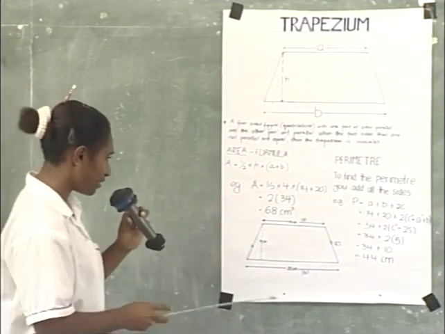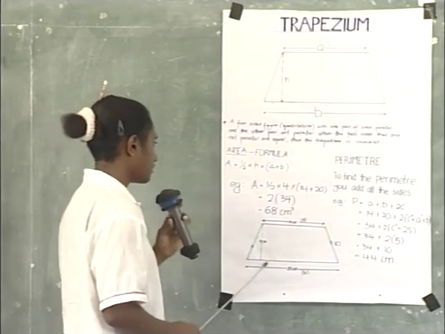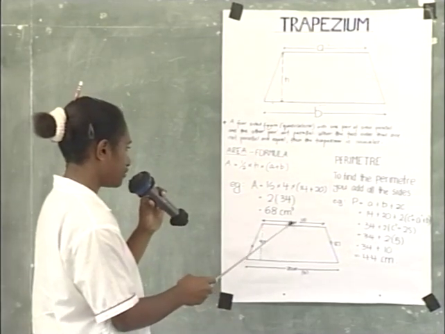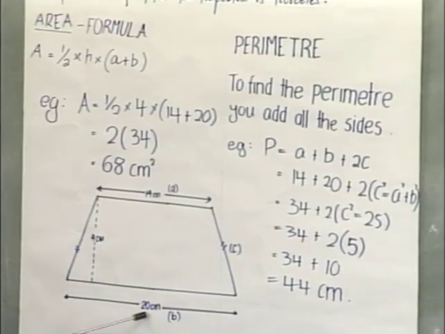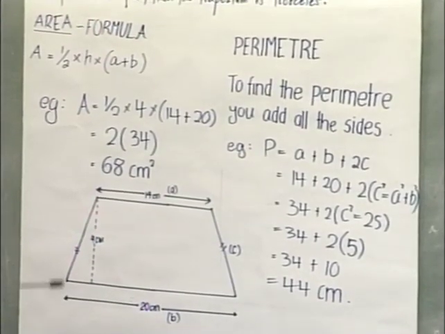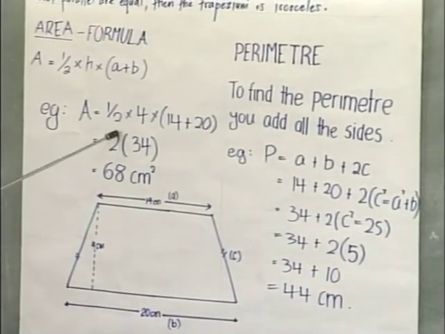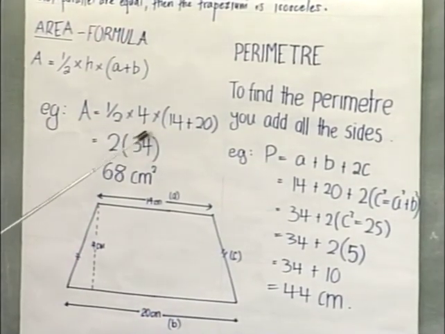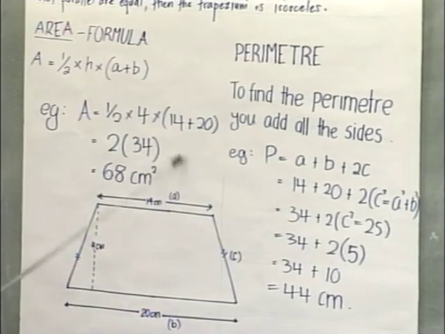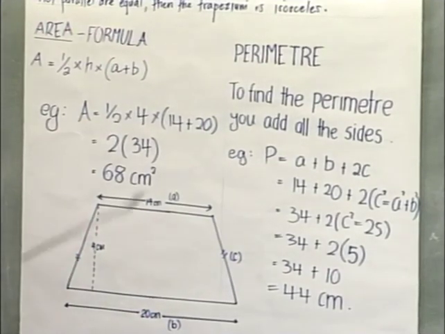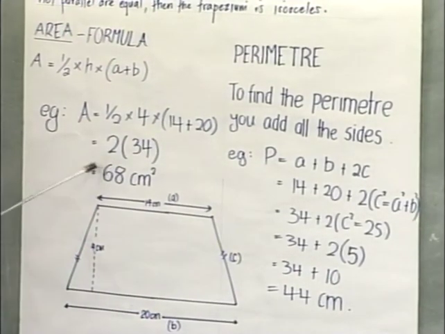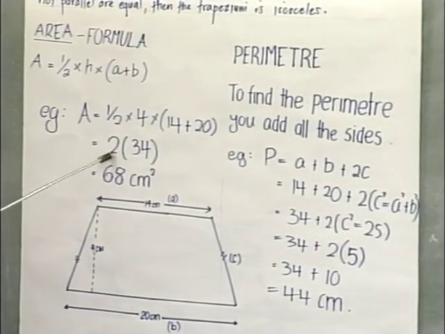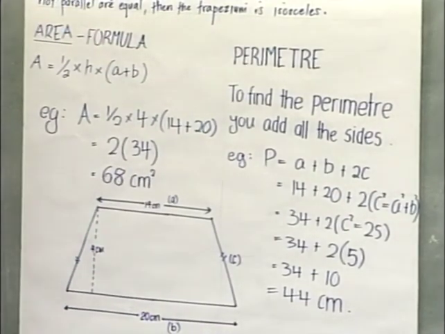In the example here, A equals 14 centimeters and B equals 20. We substituted the lengths into the formula and got half times 4, the perpendicular height, times 14 plus 20. 14 plus 20 equals 34. Half of 4 is 2, so 2 times 34 equals 68 square centimeters.